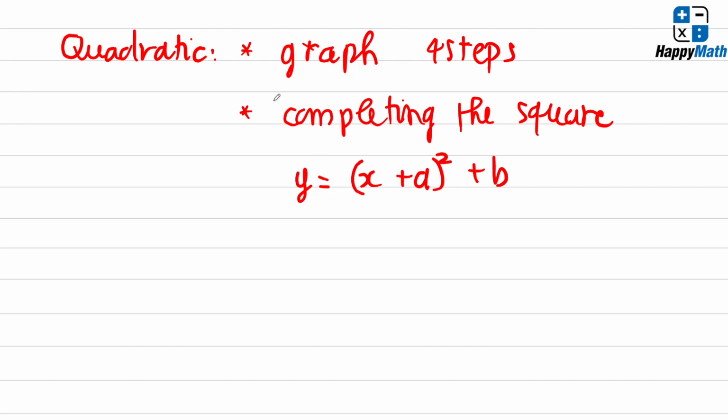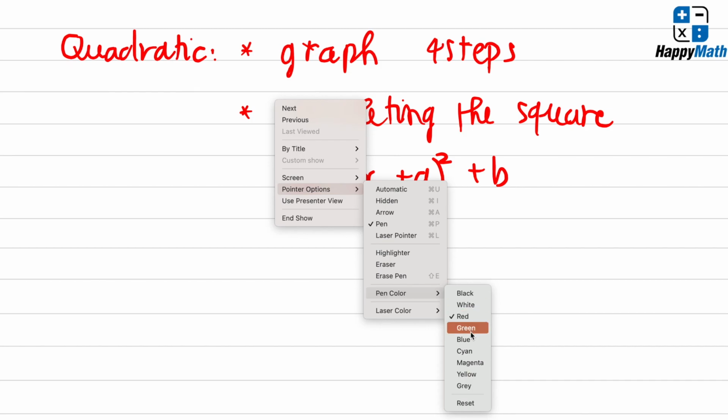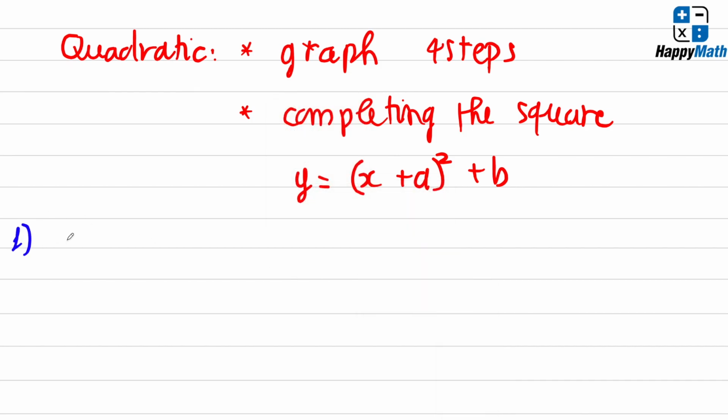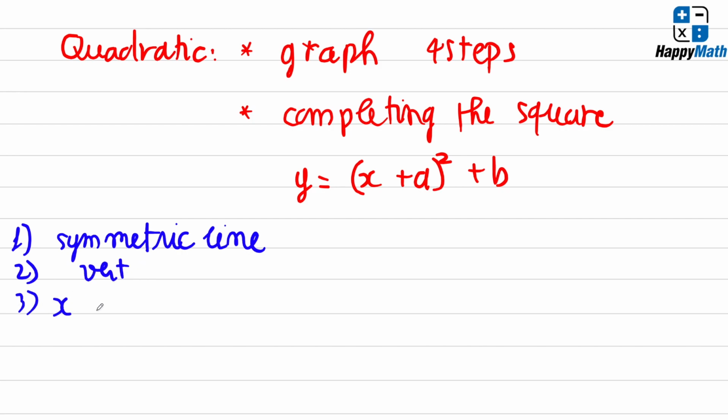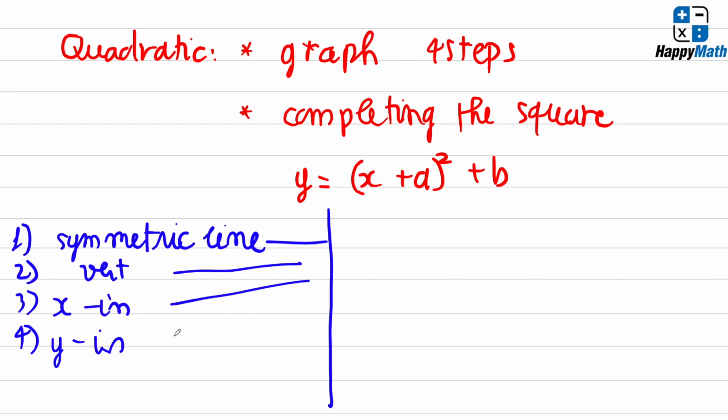So about the 4 steps of graphing a parabola, you need to care about the symmetric line, you need to care about the vertex, and you need to know about the x-intercept and y-intercept. And how can you find the symmetric line, vertex, y-intercept, and x-intercept from this form? Okay, let me analyze this form for you now.